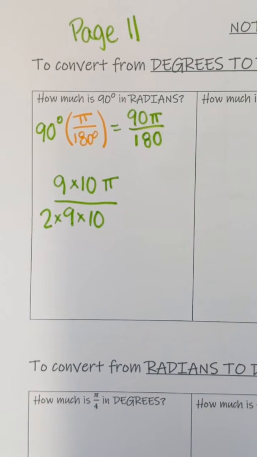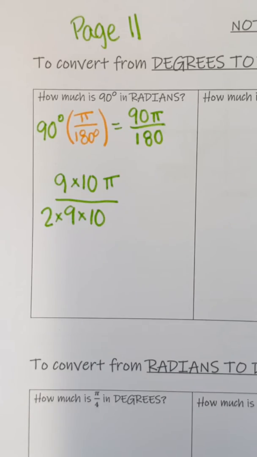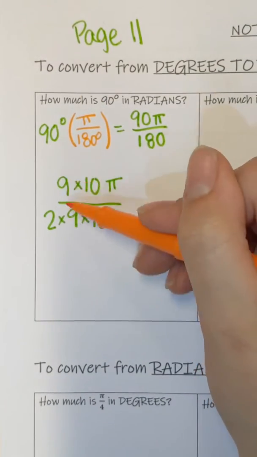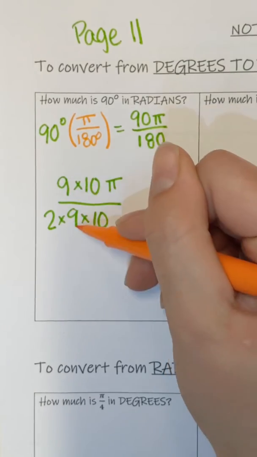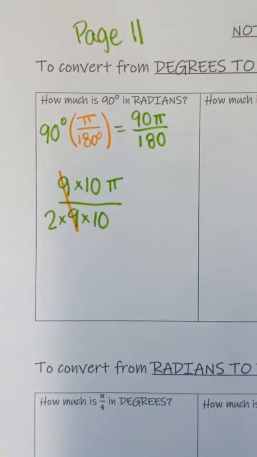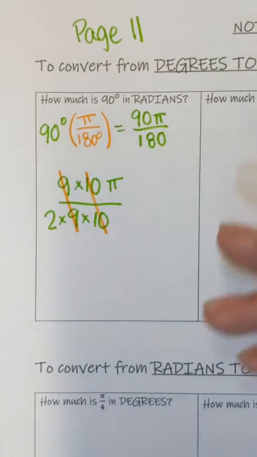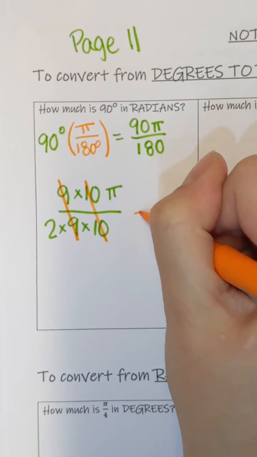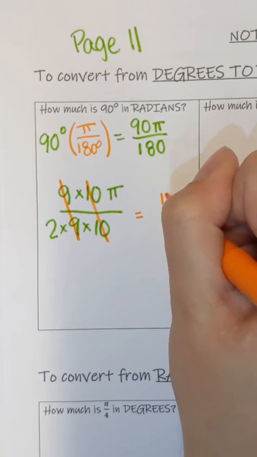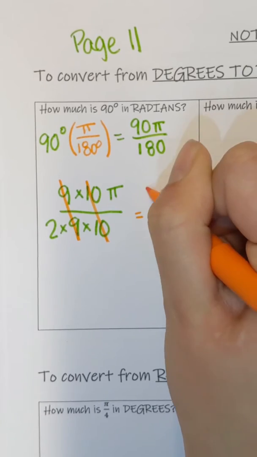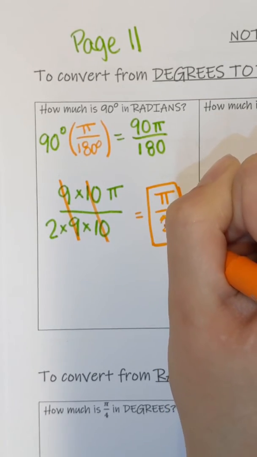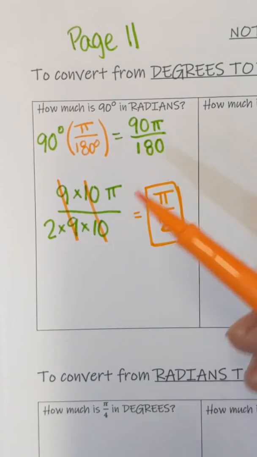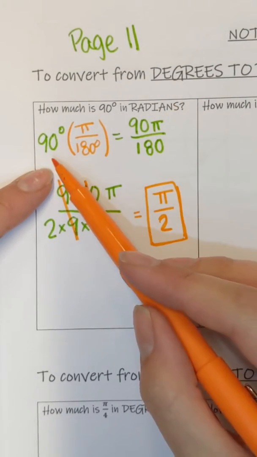All right, once we get in this factored form, we can do some canceling. Remember, if the same numbers are on top and the bottom, they can cancel out. So since we have a 9 being multiplied on top and a 9 being multiplied on the bottom, those cancel out. Same thing with our 10. And we're left with our simplified fraction, pi over 2. And that is our equivalent radian to our 90 degrees.